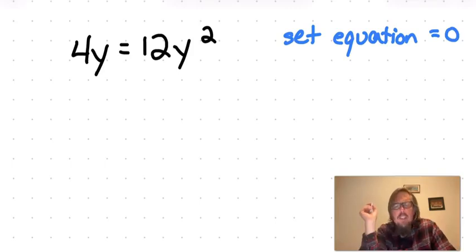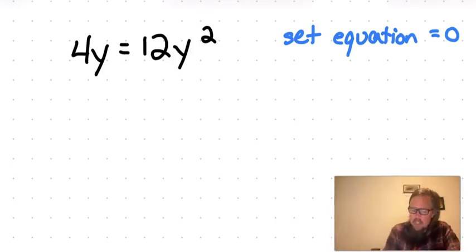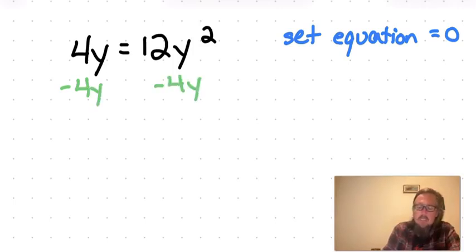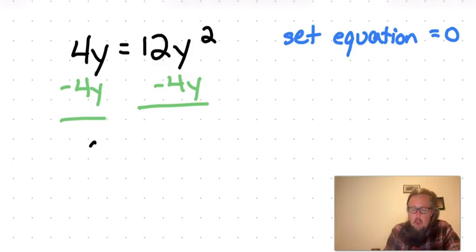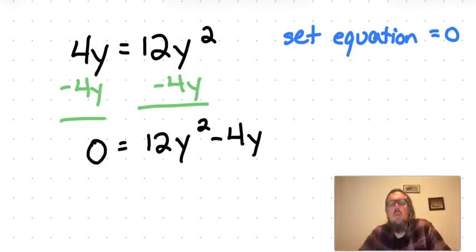We could subtract 12y² on both sides, and that would be fine. But since we're going to have to factor, I don't love starting our polynomial with a negative, because then we have to factor a negative. Factoring negatives is nothing wrong, but if we can avoid negatives, why not? So here we go: 0 = 12y² - 4y. That's what we need to factor, 12y² - 4y.